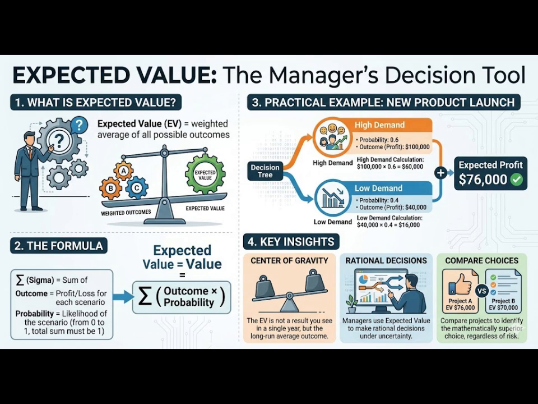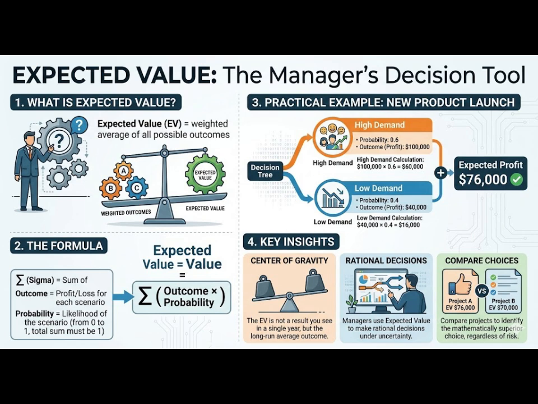Now we have one that is the weight, the other one is the value outcome. So in the first scenario, outcome is 100,000 and probability is 60%. And in the second situation, we have outcome $40,000 and the probability is 40%. Okay, so if we apply the formula, expected value is equal to the sum of the product of outcome and probability.